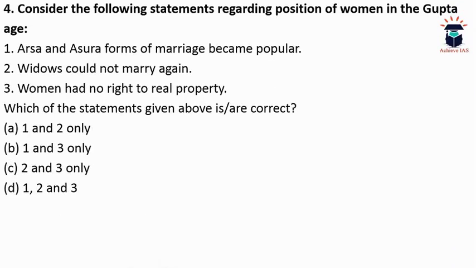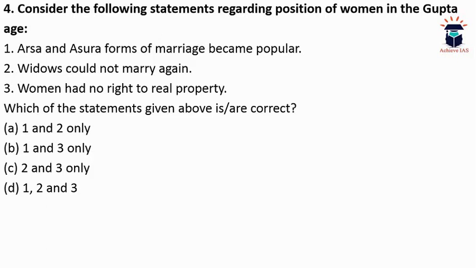So let's move on to the fourth question. Fourth question is, consider the following statements regarding the position of women in the Gupta age. The first is, Arsa and Asura forms of marriage became popular. Second is, widows could not marry again. Third, women had no right to real property. So friends, here we have to consider which of the following statements are correct. So let me tell you friends that in the Gupta age, the position of a woman in general declined.